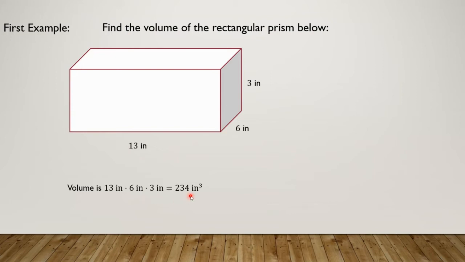And notice again, since we're multiplying 3 numbers together, we get cubic inches. Cubic inches. Notice these are all the same units. They're all in inches. That's good. That's what we want.